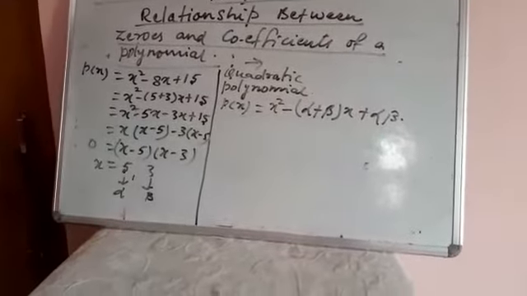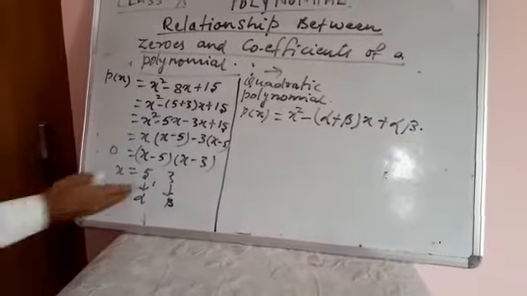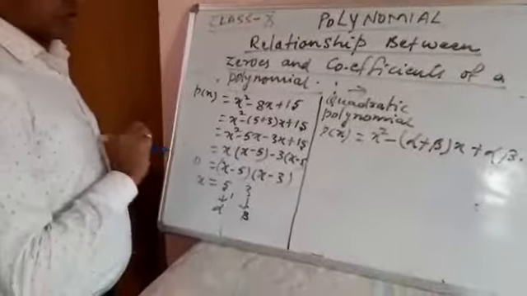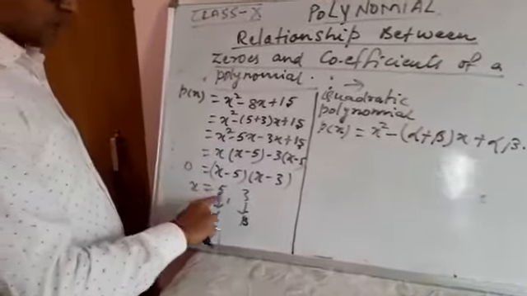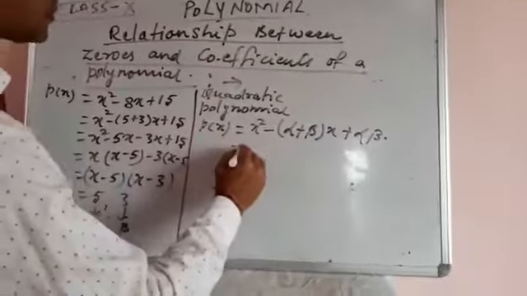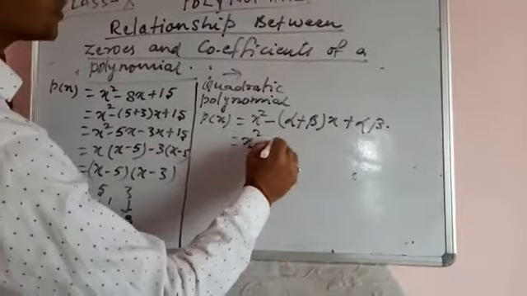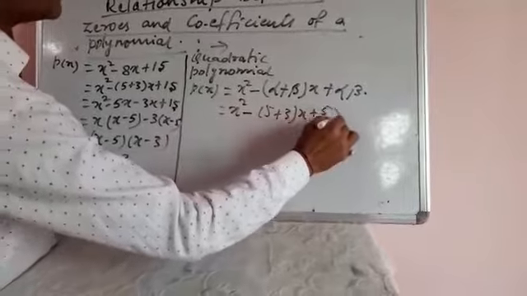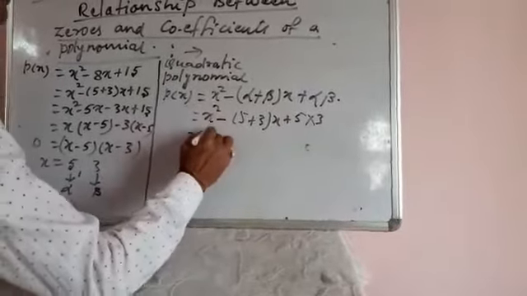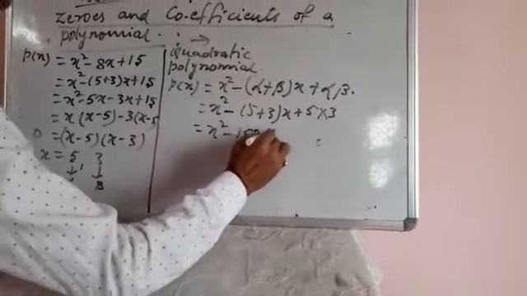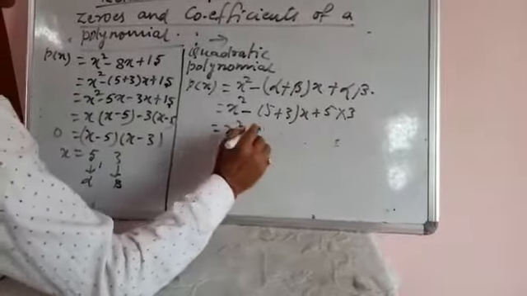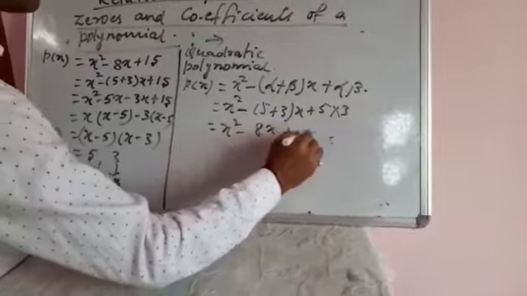zeros of the polynomial. Just you can check by taking here, suppose zeros of the polynomial we have, what are they? Suppose 5 and 3. So how we'll make the polynomial? x square minus (5 plus 3) into x plus 5 into 3. So this gives x square minus 8x plus 15.